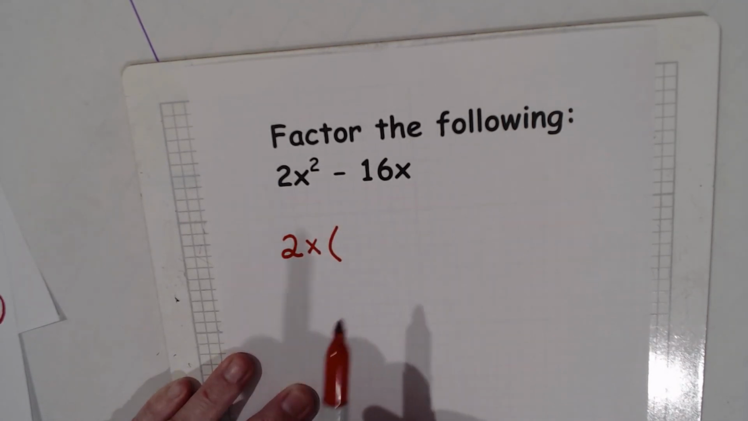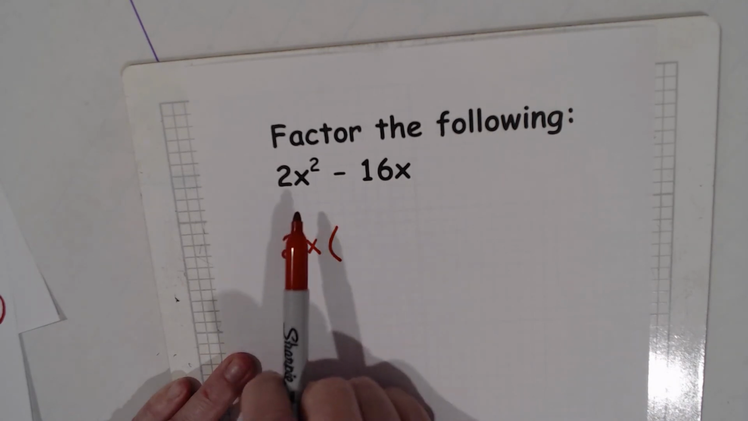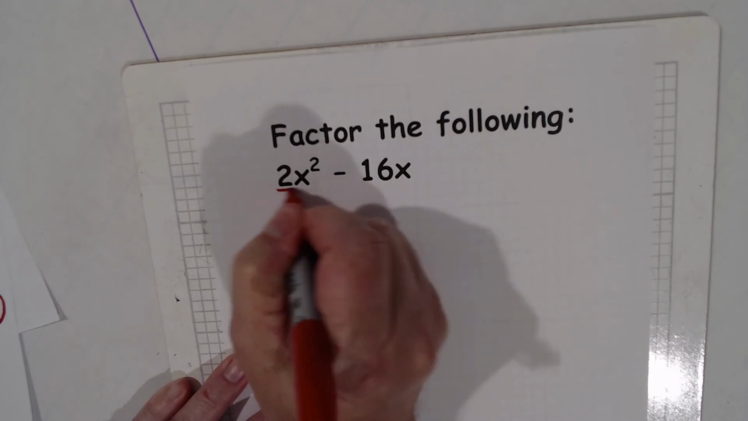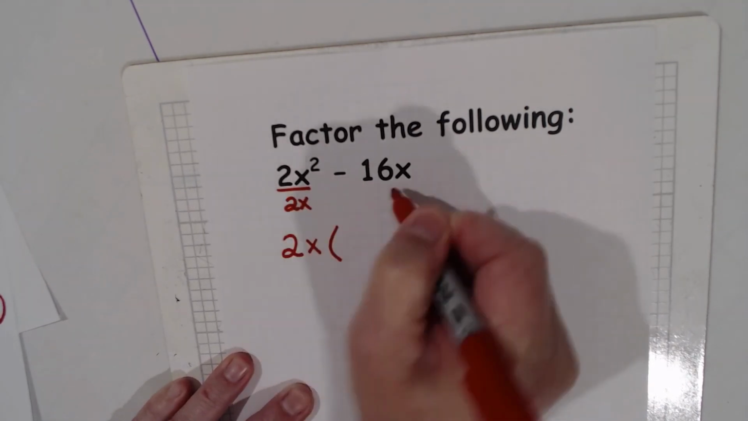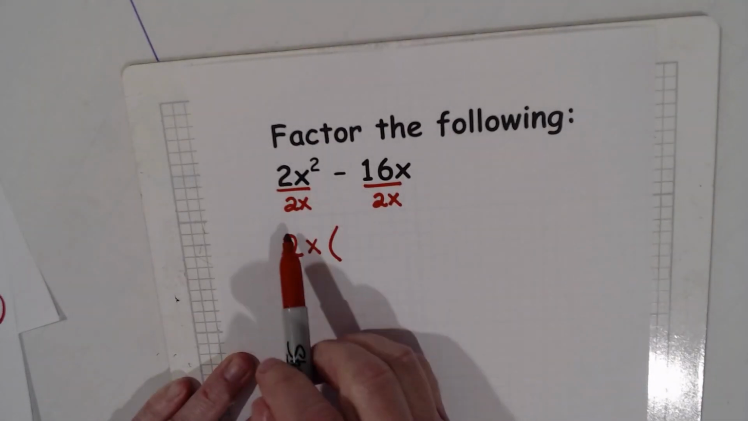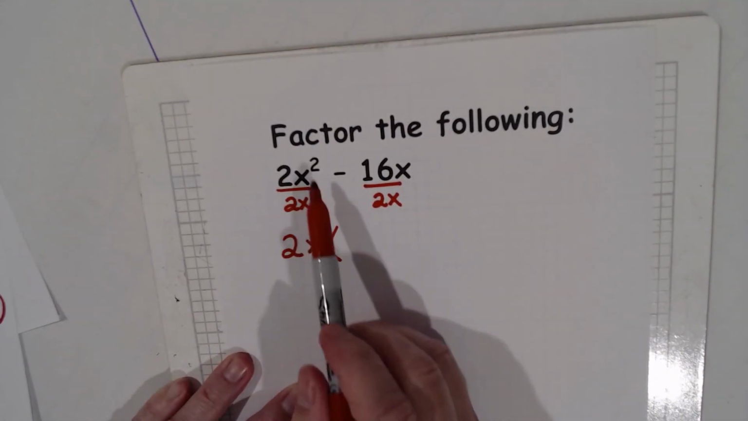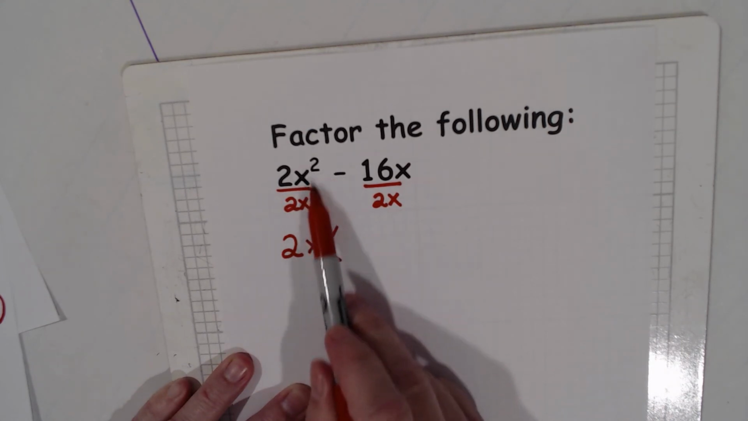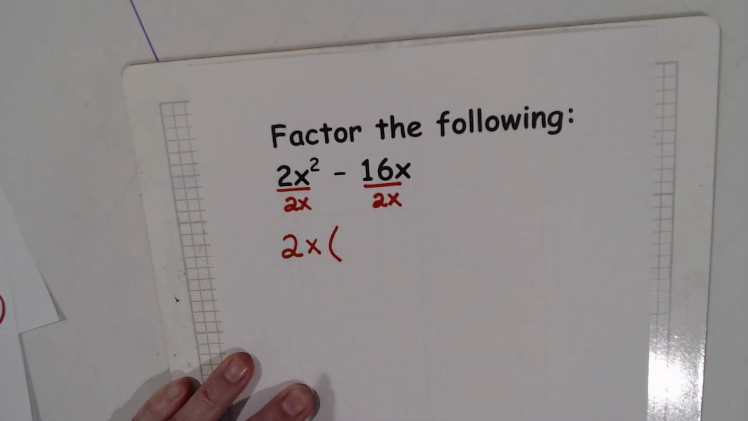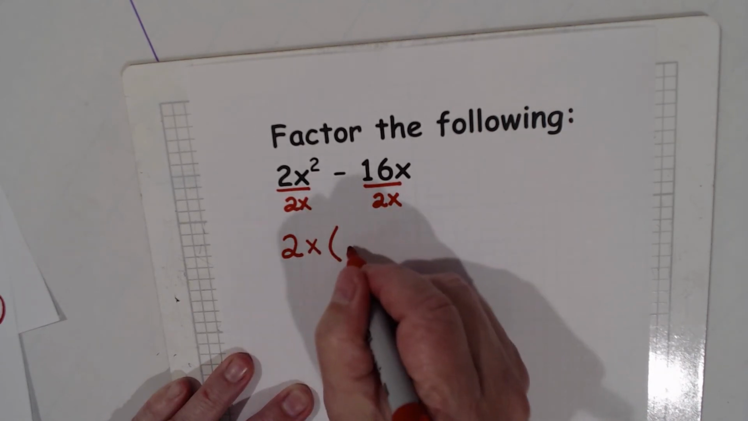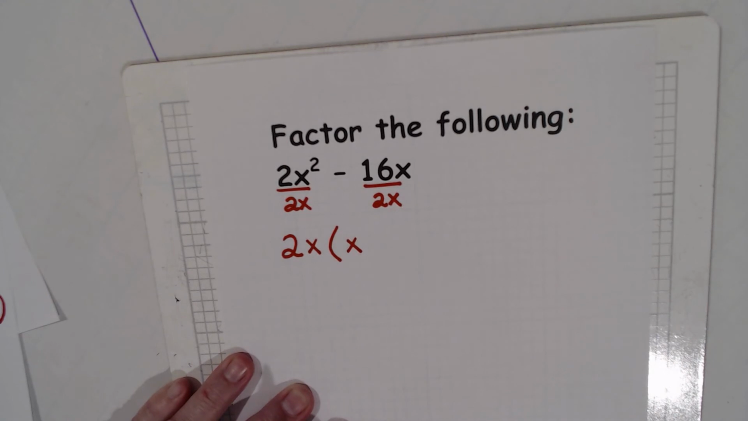How do I get what goes inside the parentheses? I divide each one of these by that greatest common factor out there. I divide this one by 2x, and I divide this one by 2x. So 2 divided by 2 is 1. And if we remember our law of exponents, I subtract in this situation. I take away. It's like I started off with 2 x's, I take 1 away, I've got 1 left over on the inside.